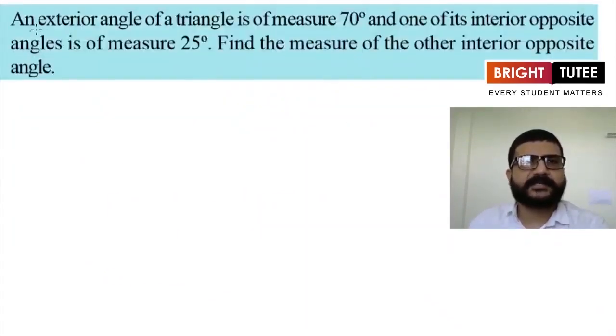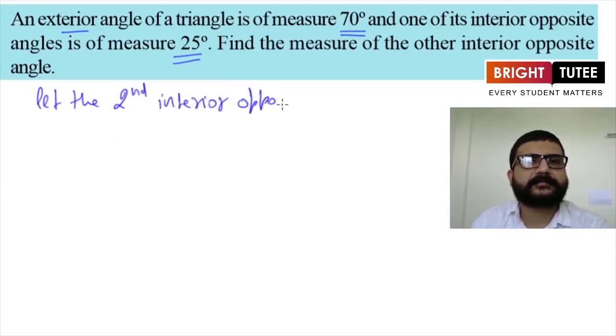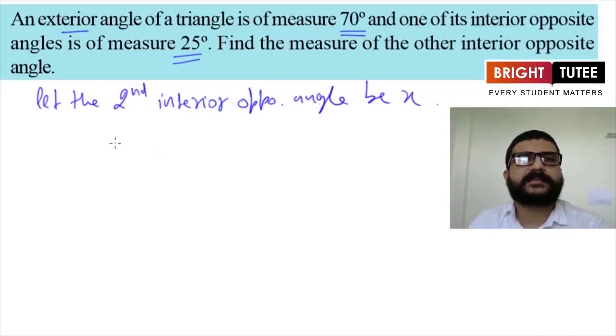Now the next question is, an exterior angle of a triangle is of measure 70 degrees and one of its interior opposite angle is of measure 25 degrees. Find the measure of the other interior opposite angles. So here we can assume, let the second interior opposite angle be x. So the second interior opposite angle is x now.